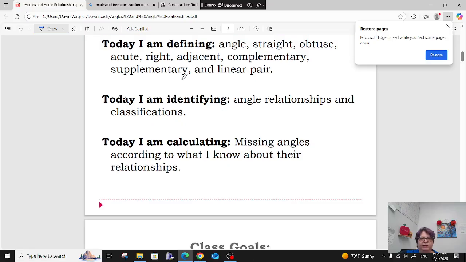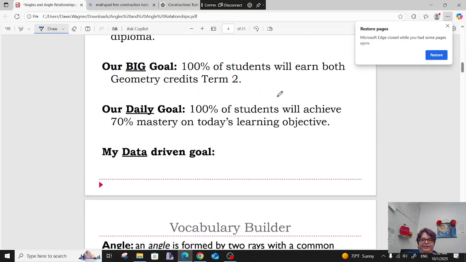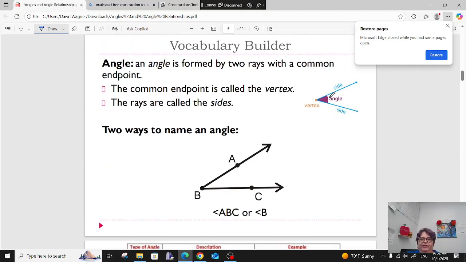Today we're talking about angles and their relationships. We know that an angle is made from two rays and a vertex.